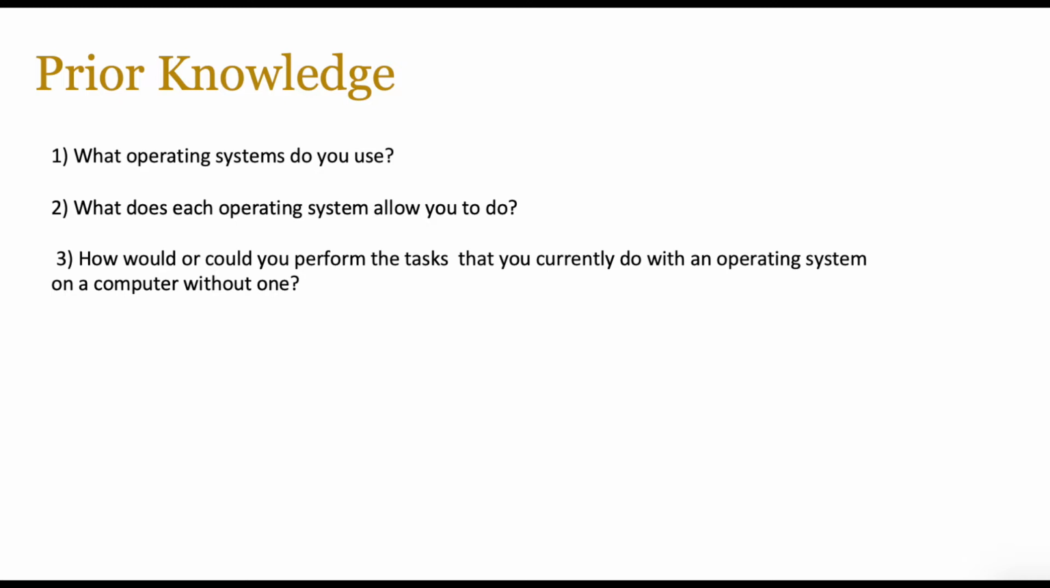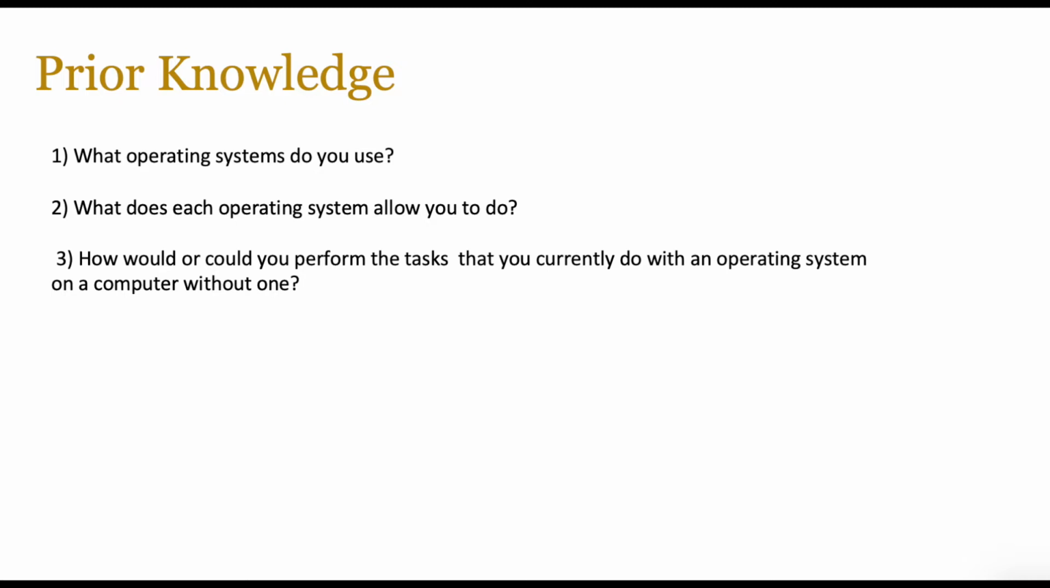So think about, what operating systems do you use? What does each operating system allow you to do? Think about the one that you're using perhaps with your mobile phone versus the one that you have for your desktop. Or you might want to compare it to the one that your smart TV might have. How would or could you perform the tasks that you currently do with an operating system on a computer without one? How would that function? How would the audio video work out? How would you be able to display in different resolutions? All sorts of things can come into play here.